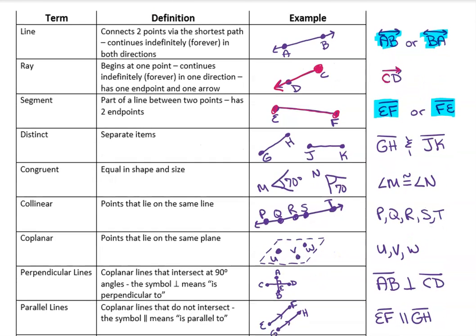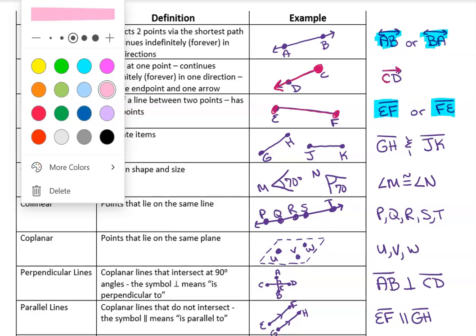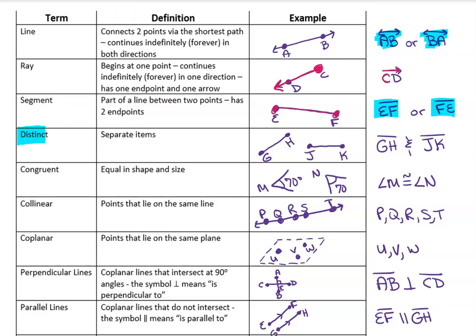Distinct. When you see some definitions, you're going to see the word distinct in it, or some problems. Distinct means that you're talking about two separate items. So it just has to be two different things that are on your page.